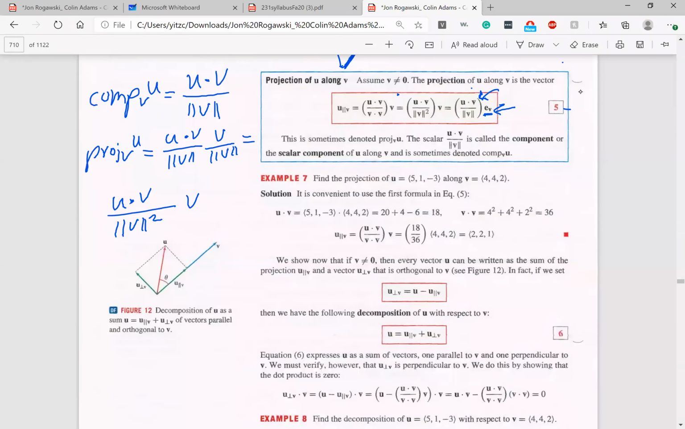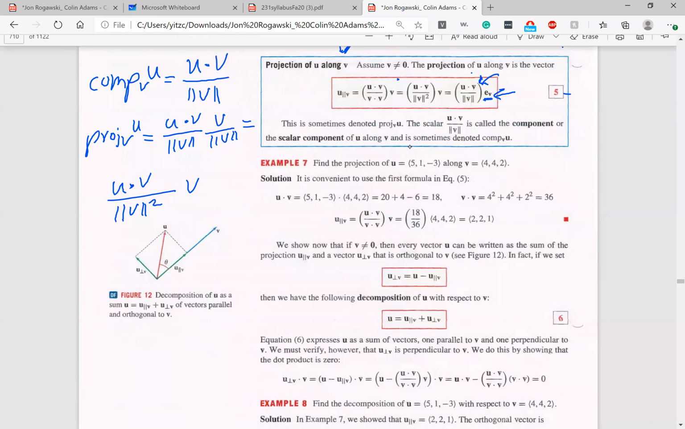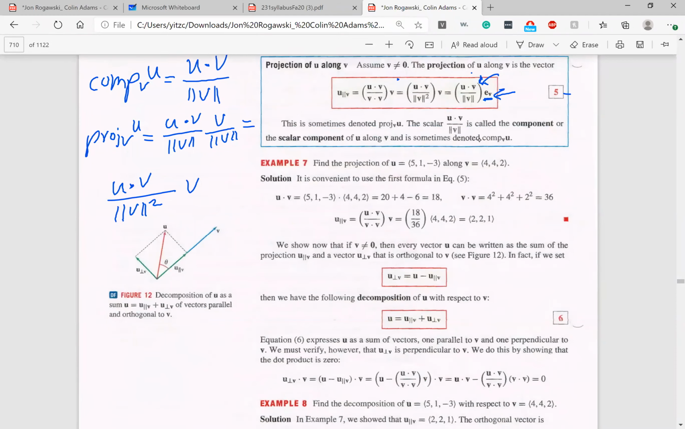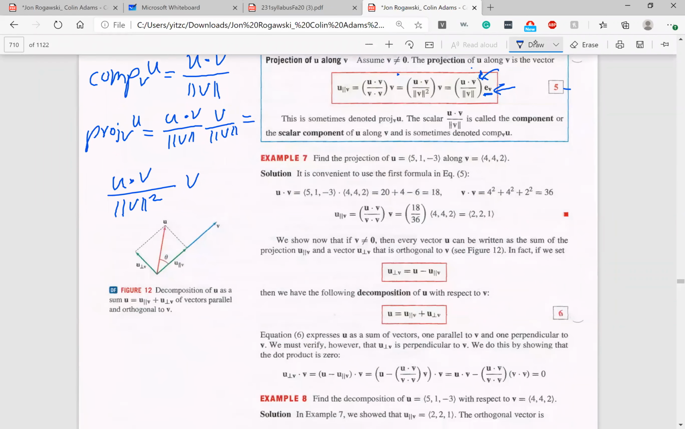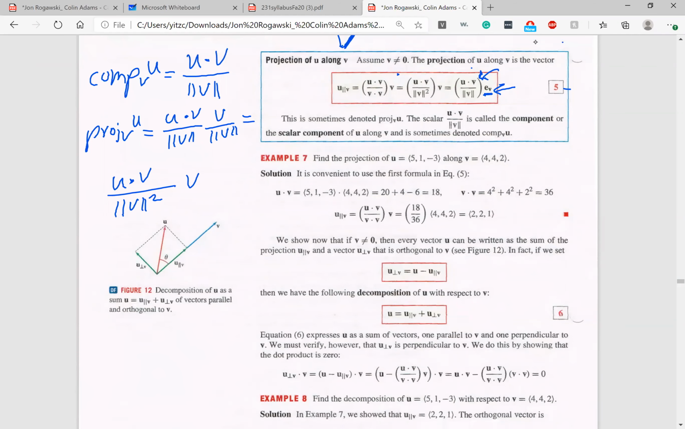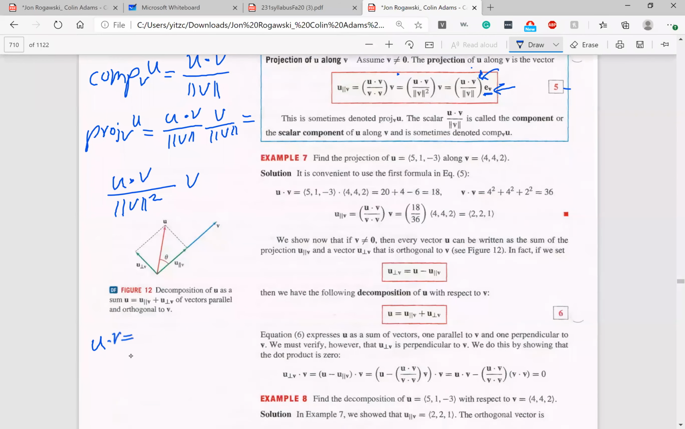So now, let's look at the following example. We want to find the projection of u onto v over here. In order to do this, we need a couple of pieces of information. We need to know what u dotted with v is. So what is u dotted with v? That's 5 times 4, so it's 20, plus 4 times 1, so that's 4, plus negative 3 times 2, so that is minus 6. And this is going to be equal to 18.